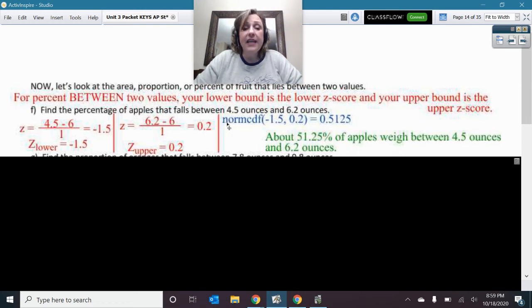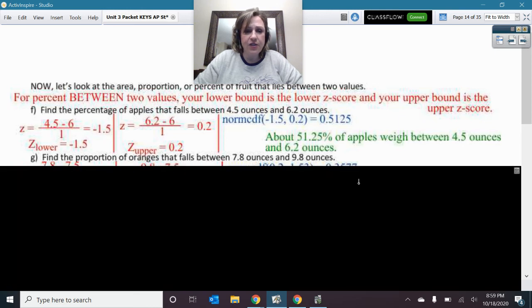So when I get the cumulative area, I go from the lower z-score of negative 1.5 to the upper z-score of 0.2. And that's 0.5125. So about 51.25% of apples are going to weigh between 4.5 and 6.2 ounces.